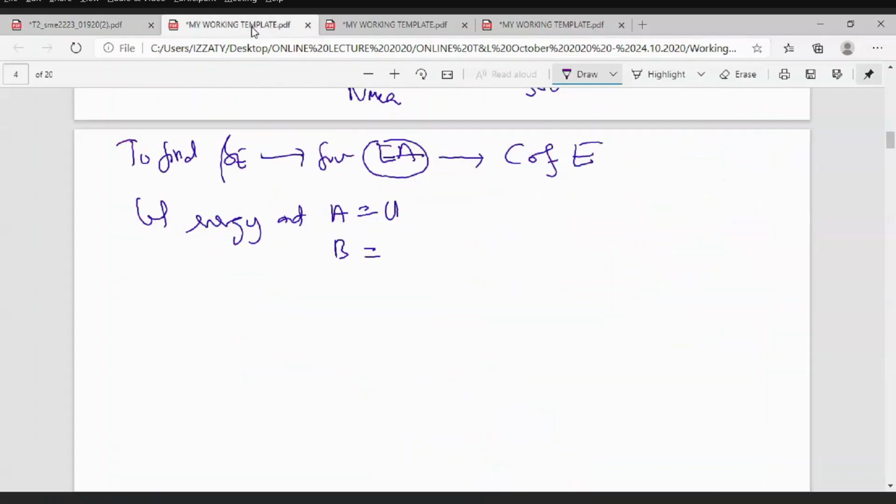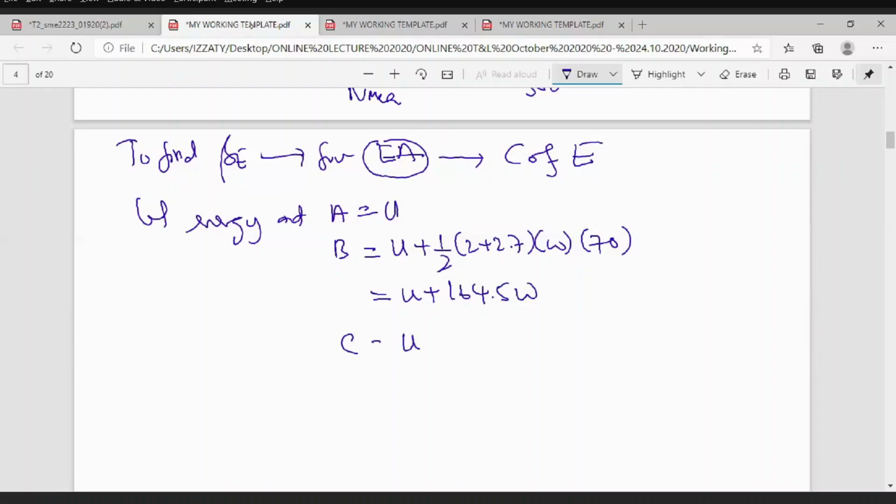So that is the area. You have half times 2 plus 2.7, multiplied by omega by 70. You have the result here: U plus 164.5 omega. Then you move on to C now.